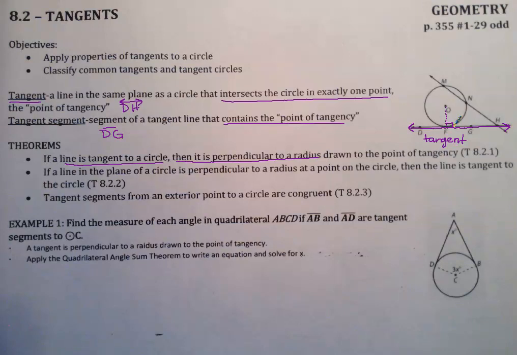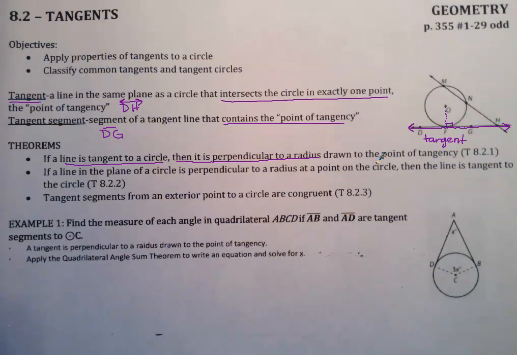Okay, so the second one is the reverse of that. If a line in the plane of a circle is perpendicular to the radius at the point on the circle, then the line is tangent to the circle. So those are the converse of each other.